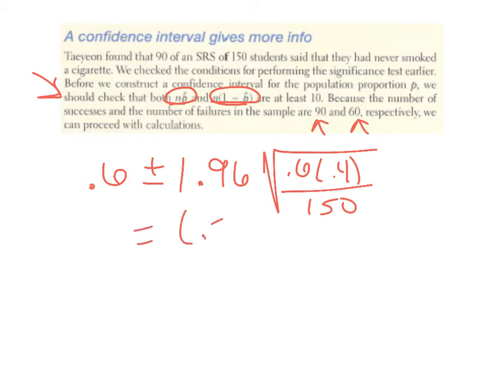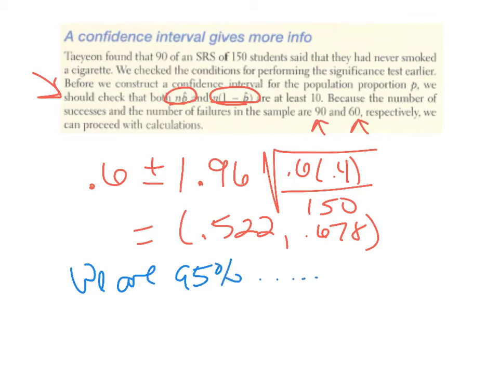And this is going to give me the interval 0.522 to 0.678. And then we'd interpret this the same way we would have before. We are 95% confident that the interval 0.522 to 0.678 captures the true proportion of students at Tayons High School that would say they've never smoked a cigarette. Okay? You'll notice it gives very similar information to a two-sided test.